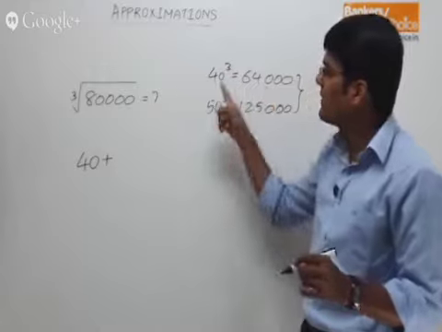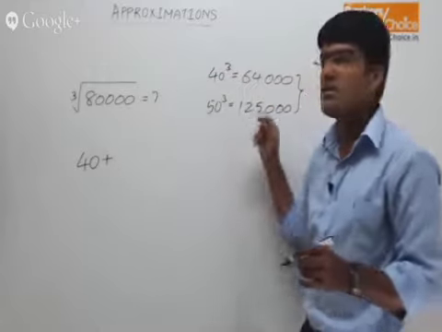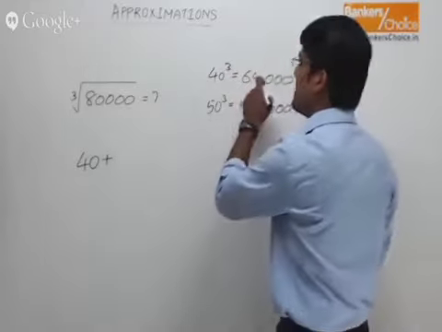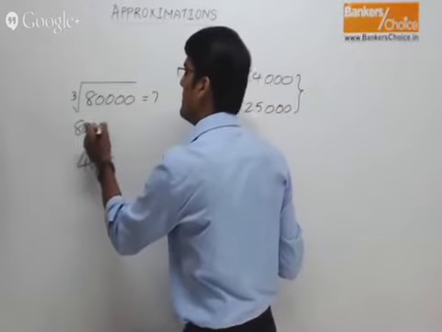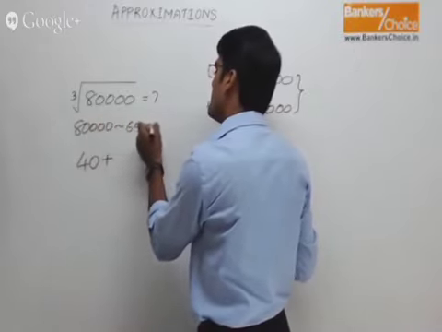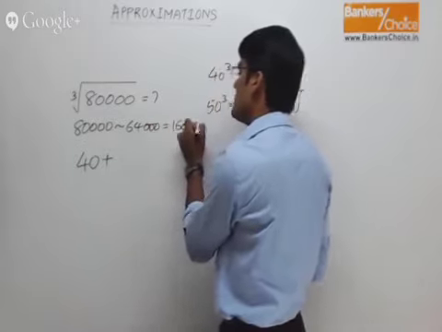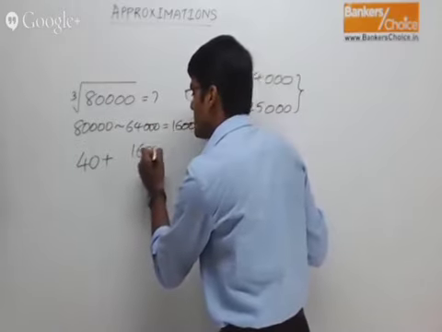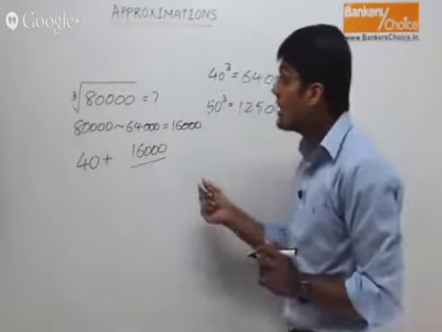So likewise here, what's the difference between the given value and the cube of this number? So how much is that? 80,000 minus 64,000. How much is that? 16,000. This is equal to 16,000. So this will be 16,000 divided by what is the denominator?